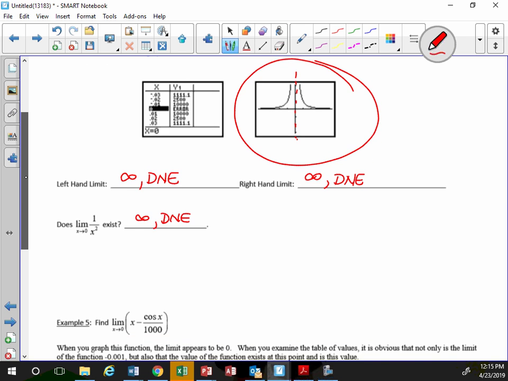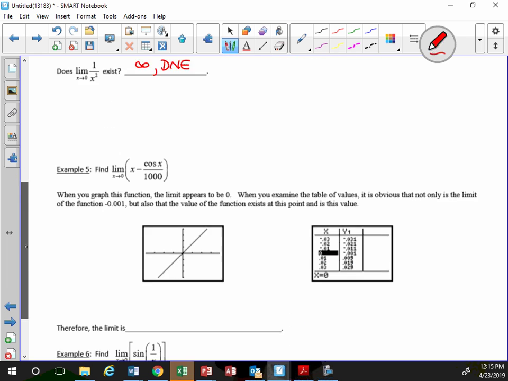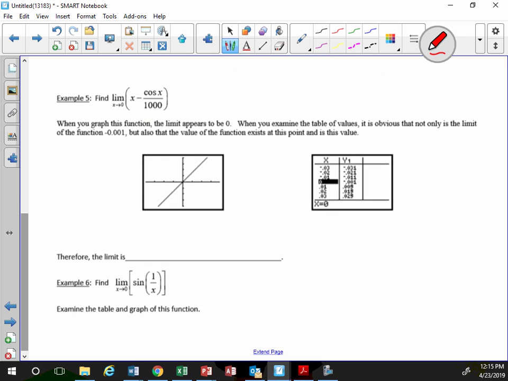All right, let's keep going. All right, don't be scared because there's a cosine in this one. Promise it's not bad.